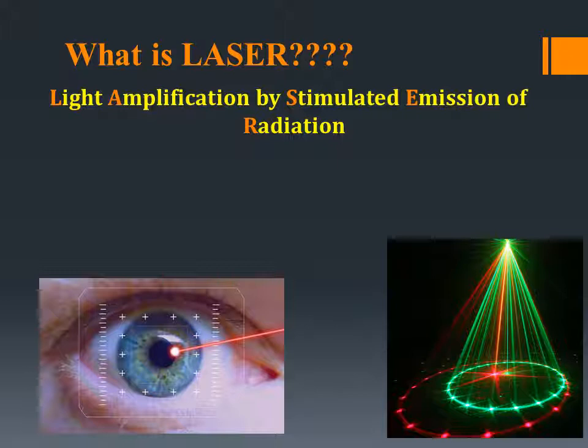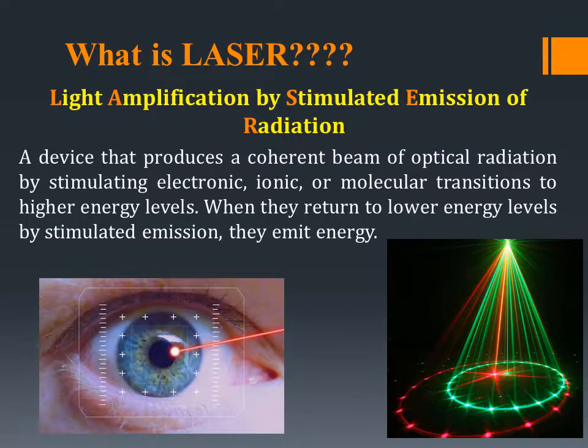So, what exactly is a laser? It is an abbreviation for light amplification by stimulated emission of radiation. To be very precise in its definition, a laser is a device that produces a coherent beam of optical radiation by stimulating electronic, ionic, or molecular transitions to higher energy levels. When they return to the lower energy levels by stimulated emission, they emit energy. So that is what a laser is.